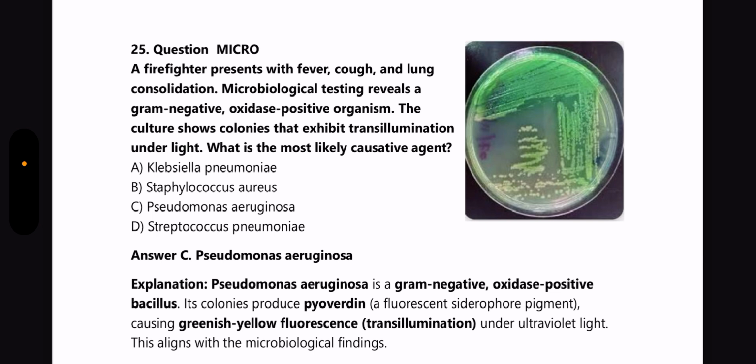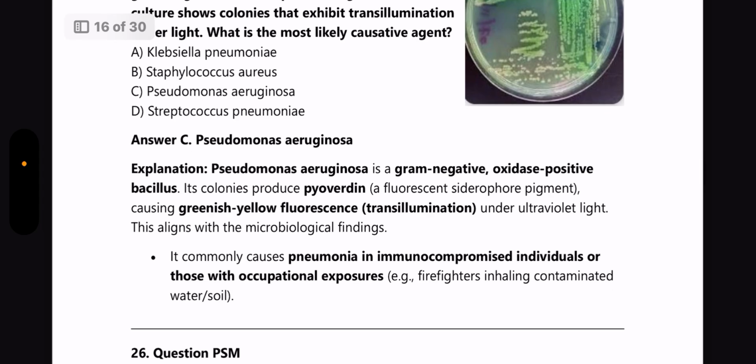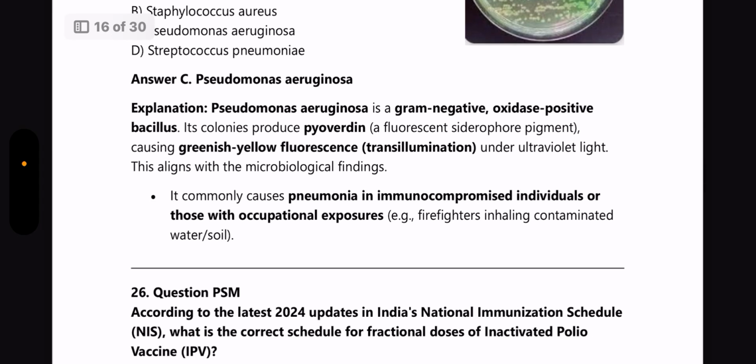It is a gram-negative oxidase-positive bacillus, and its colonies produce pyoverdin, a fluorescent siderophore pigment, causing greenish-yellow fluorescence. That is trans-illumination under the UV light. This aligns with the microbiological findings. It commonly causes pneumonia in immunocompromised individuals or those with occupational exposures, for example firefighters inhaling contaminated water or soil.